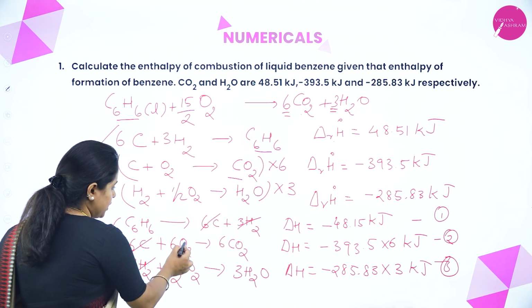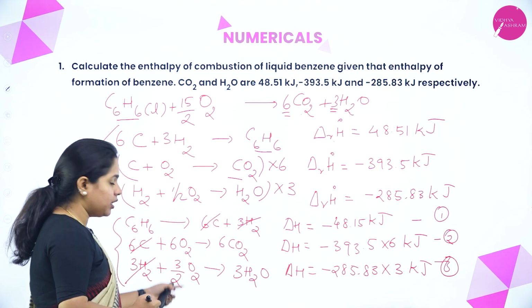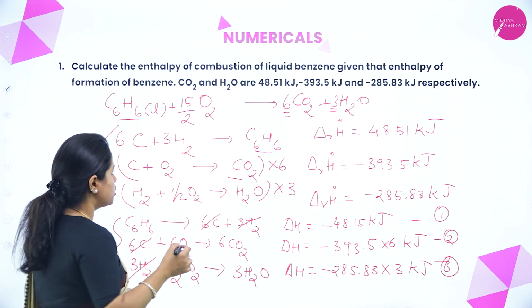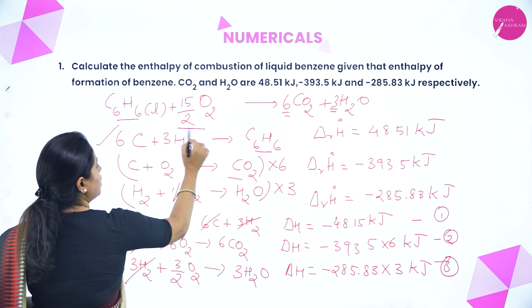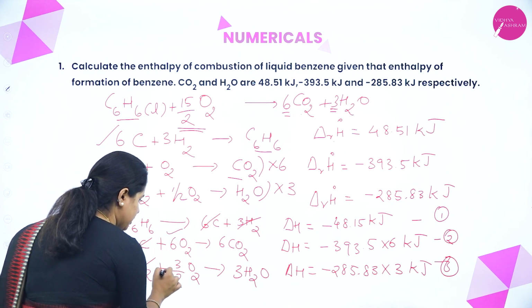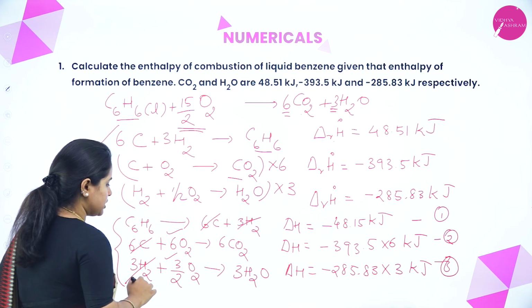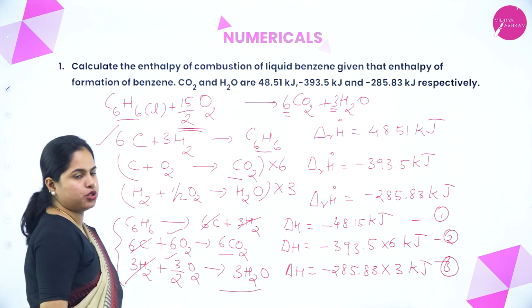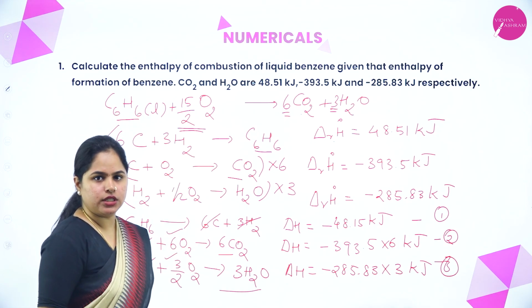Now you can see 6O2 here and 3 by 2 O2 here, and both are on the reactant side. So what do we have to do? It doesn't cancel out. You have to add it. So what is 6 plus 3 by 2? It will be 15 by 2. That is your reaction itself. So I am adding these two, 6 O2 and 3 by 2 O2, and you will get 15 by 2 O2. Now what else is there? This part is done. Now you have 6 carbon dioxide and 3 H2O. That is what you can see here. So finally you obtain the equation that you want.